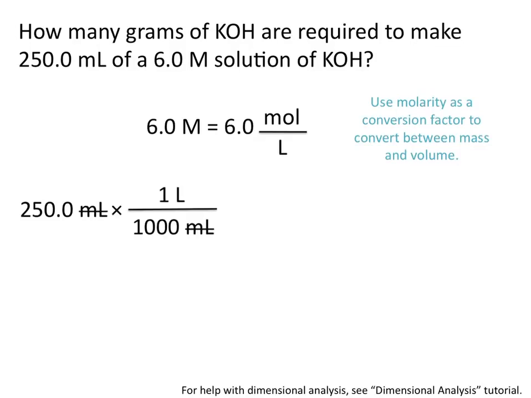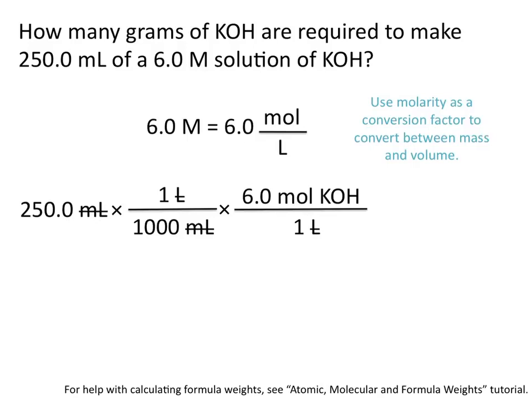When we cancel out milliliters, we'll see that we have units of liters, and this allows us to use our molarity value, 6.0 molar, or 6.0 moles per liter, to convert from liters to moles. Note that I wrote 6.0 moles of potassium hydroxide on the top per liter of potassium hydroxide. This is because I already had liters on the top and I want liters to cancel out. If we were to stop this problem now, we would have an answer in moles of potassium hydroxide.